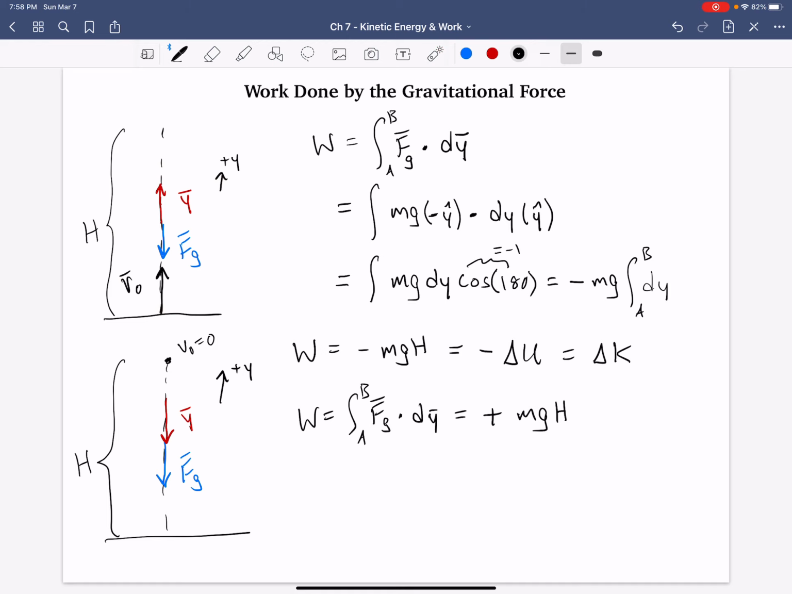Actually, I should box this part. That is very important. For the gravitational force specifically, it's equal to, in magnitude, mgh, or mgy: mass times gravity times some change in height. And whether it's plus or minus depends on if the object is moving up or moving down, in the direction of the force or opposite the direction of the force.